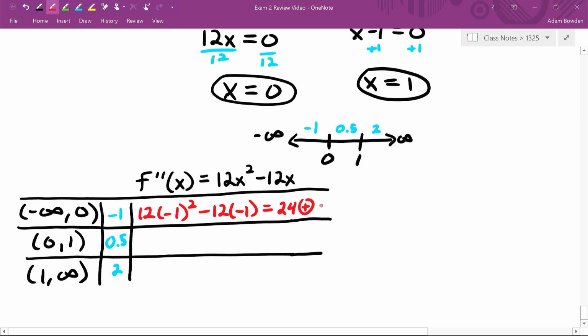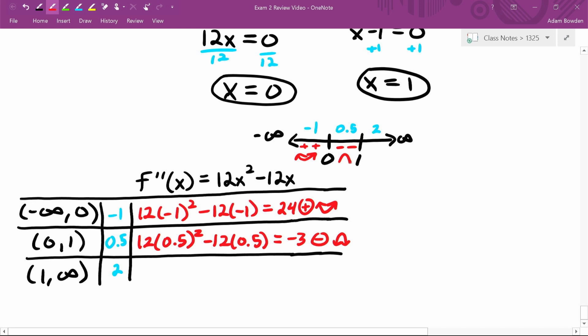Since that's a positive number from the second derivative, it's concave up. If we check that with the 0.5 in the place of x inside the second derivative, it comes out to be equal to -3. So now a negative number means that this will be concave down inside there. And then lastly, if we check with the number 2 in the place of x, we'll come back out with +24 again. Positive and concave up.